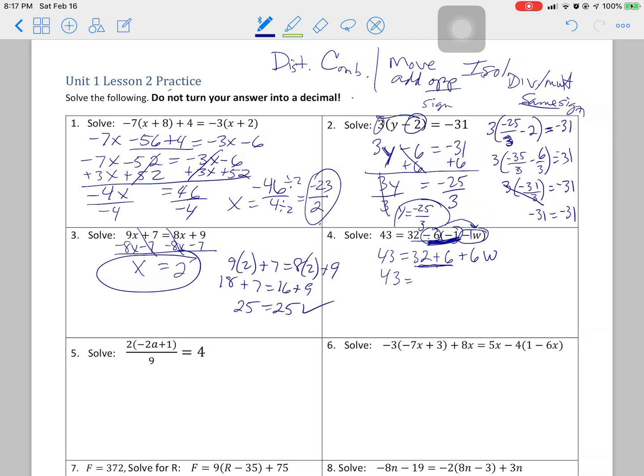43, still haven't touched that, equals 38 plus 6w. Now I need to move the 38 to the other side by making a 0 on this side. And subtracting, I believe you get 5 equals 6w. Then I need to isolate my w by dividing by what's next to it. Do the same to the other side. And my final answer is 5 over 6.